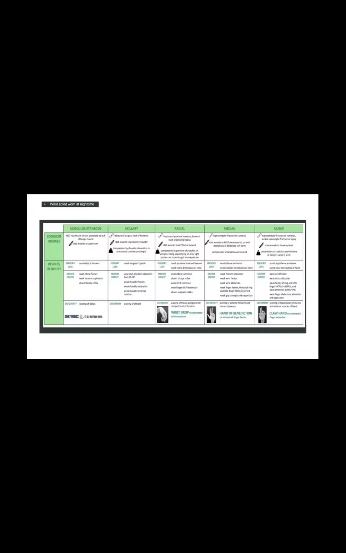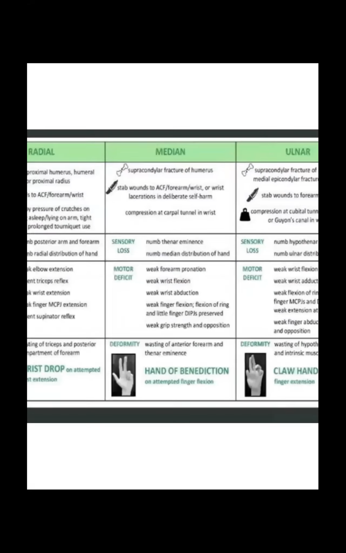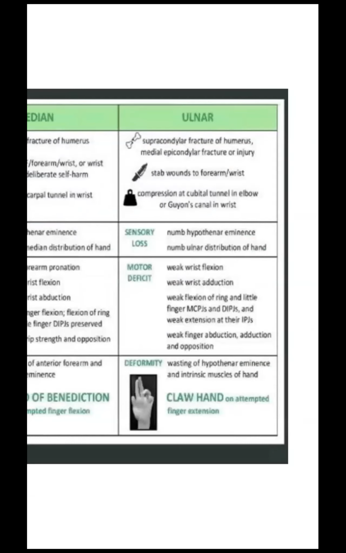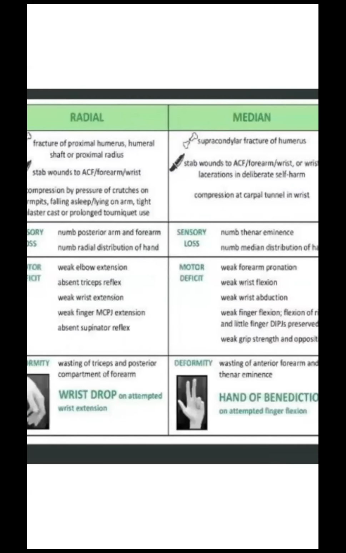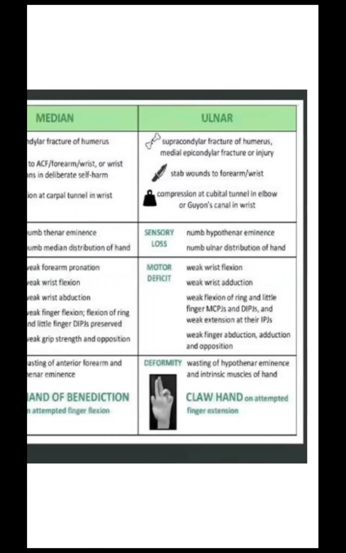So there is the musculocutaneous nerve, axillary nerve, radial nerve, median nerve, ulnar nerve: the combination, the fracture, injury type, management, and deformity. There is the wrist drop in radial nerve, the hand of benediction in median nerve, and the claw hand in ulnar nerve injury. So wrist drop is radial, hand of benediction is the median, and ulnar nerve is the claw hand deformity.